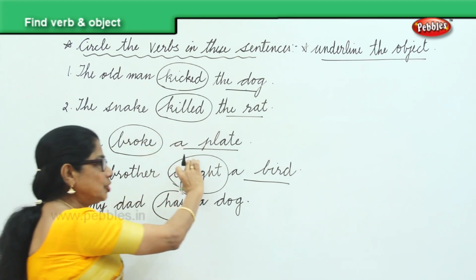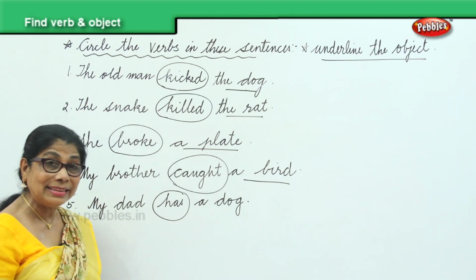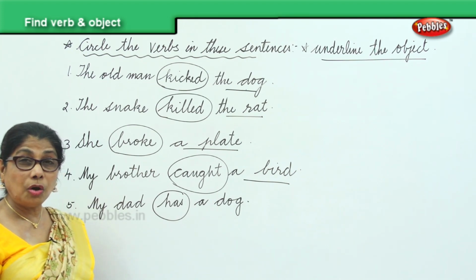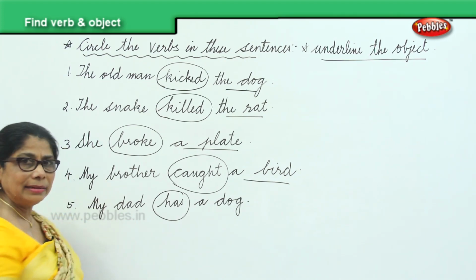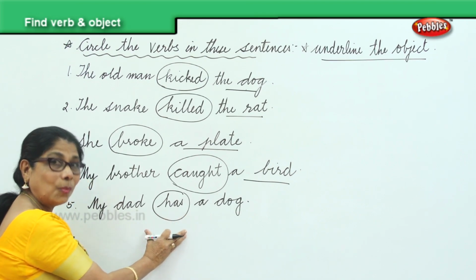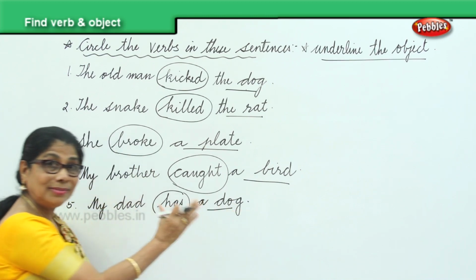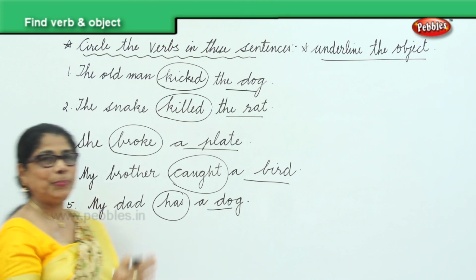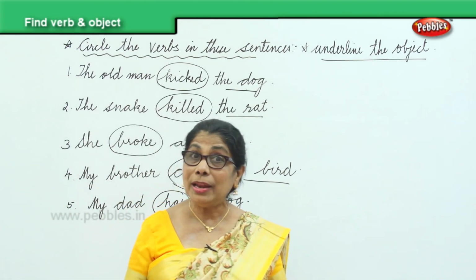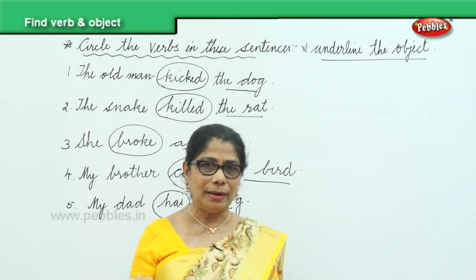Subject, action, object. And the last sentence we have, my dad has a dog. My dad has an old dog, young dog, a puppy, whatever it is. My dad is the subject. What does he have? He has a dog. What object? What is the object he has? He has a dog. Understood? So now we learned to circle the verbs in this sentence. We learned to underline the object. What else did we learn?